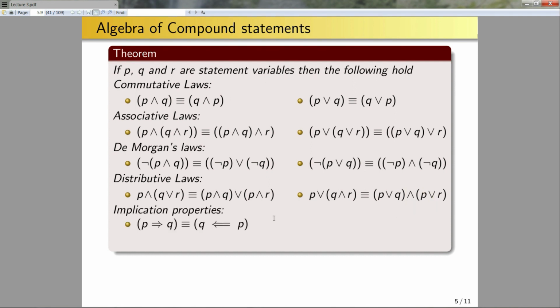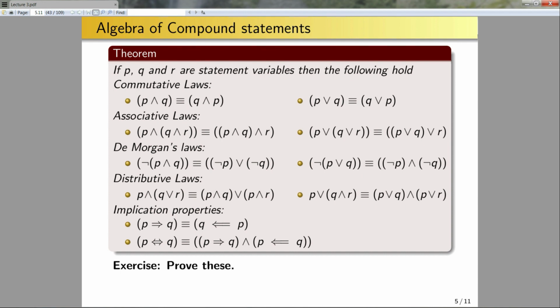Finally, we have some implication properties. So again, we've covered these before. So P implies Q is equivalent to Q is implied by P. And P if and only if Q is equivalent to P implies Q and P is implied by Q. Okay, so what these algebraic statements let me do is dramatically simplify the amount of work that I need to do to prove statements. So that's why I'm really introducing these algebraic properties.